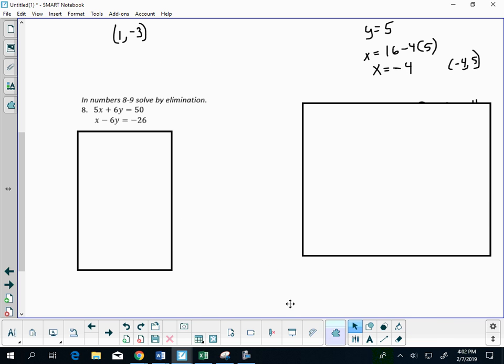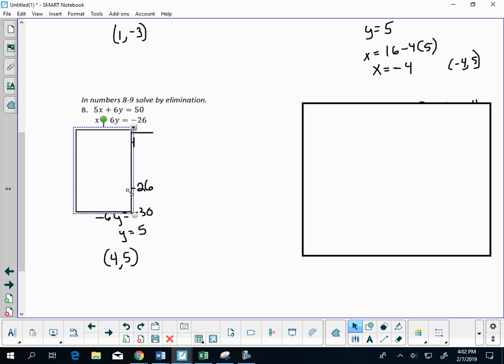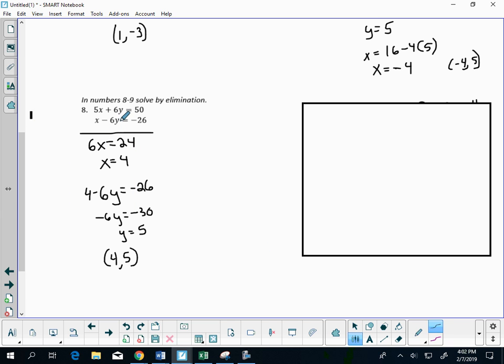Number 8, we're going to do that with elimination. For elimination, you need to have opposite coefficients, same number with different signs. I already have them right here, +6, -6. If I add them together, that becomes 0, so I'm going to cross them off. 5x plus x is 6x. 50 plus -26 is 24. Divide by 6, and I get x equals 4.